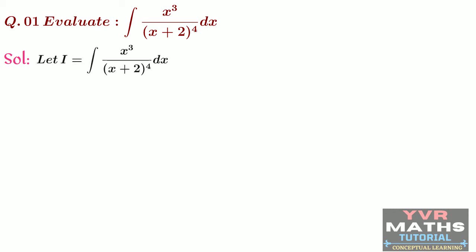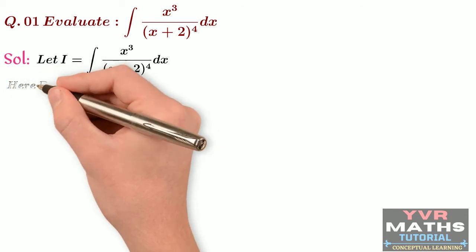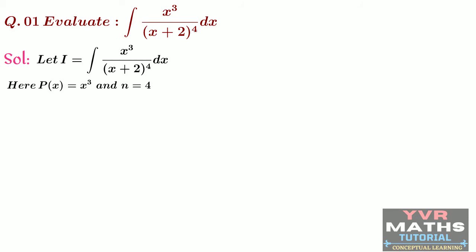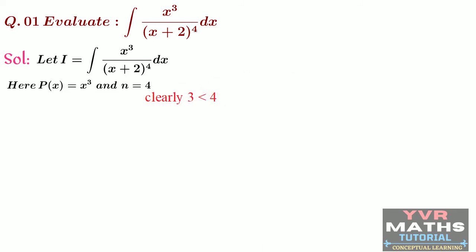From the given integrand, first of all, you should identify what is p of x and what is n. Here p of x is x cube, which is from the numerator, and n is 4, which we are getting from the denominator. Clearly, the degree of p of x is less than n. The degree of p of x is 3, and the n value is 4. So clearly 3 is less than 4.